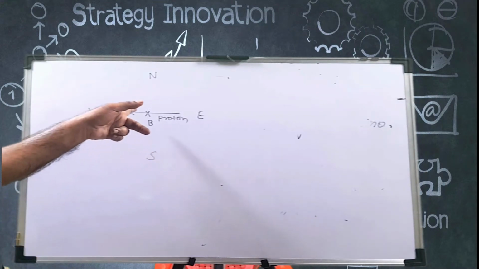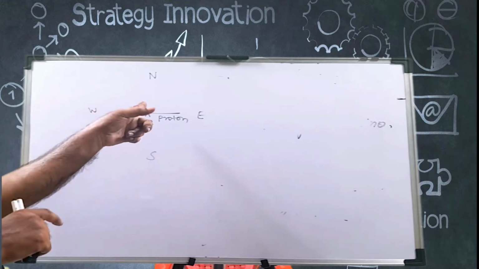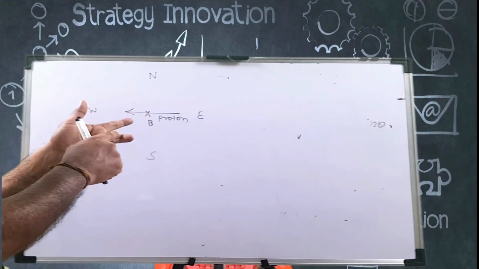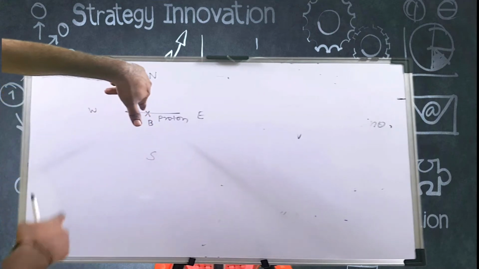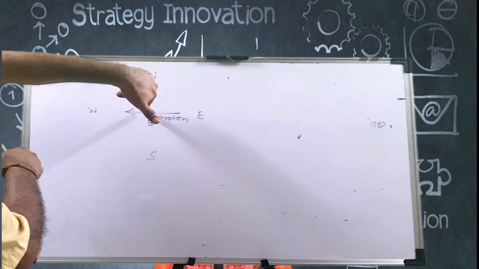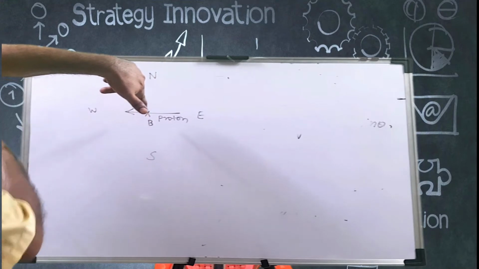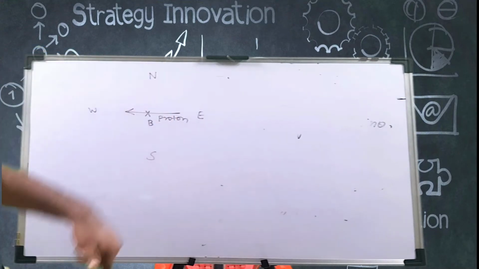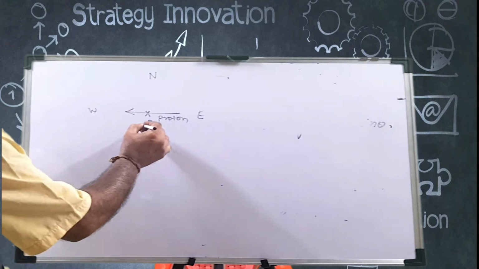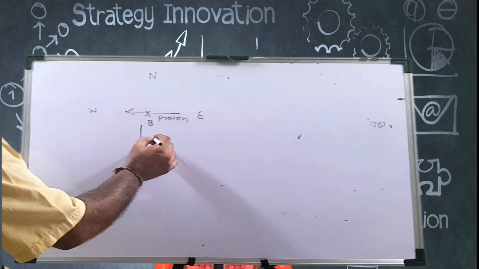So the magnetic field is going inside the paper. I'll first start with the magnetic field. It's going inside, I'll keep my finger like that. And this is my current. Current is going to go from east to west. So the magnetic field is going inside the paper, the proton is going from east to west, so the force is acting towards south. So the answer is towards south.